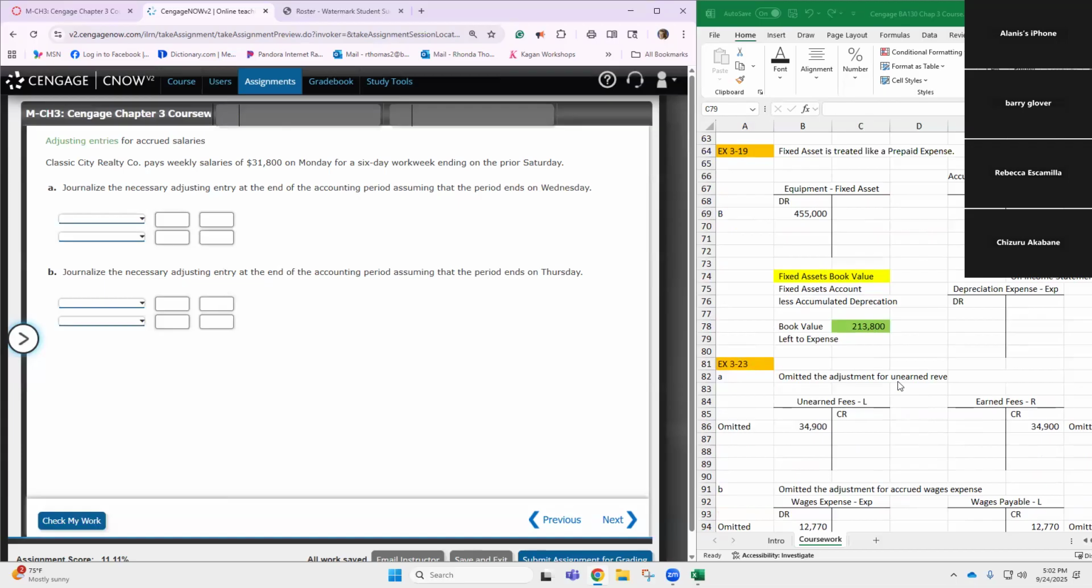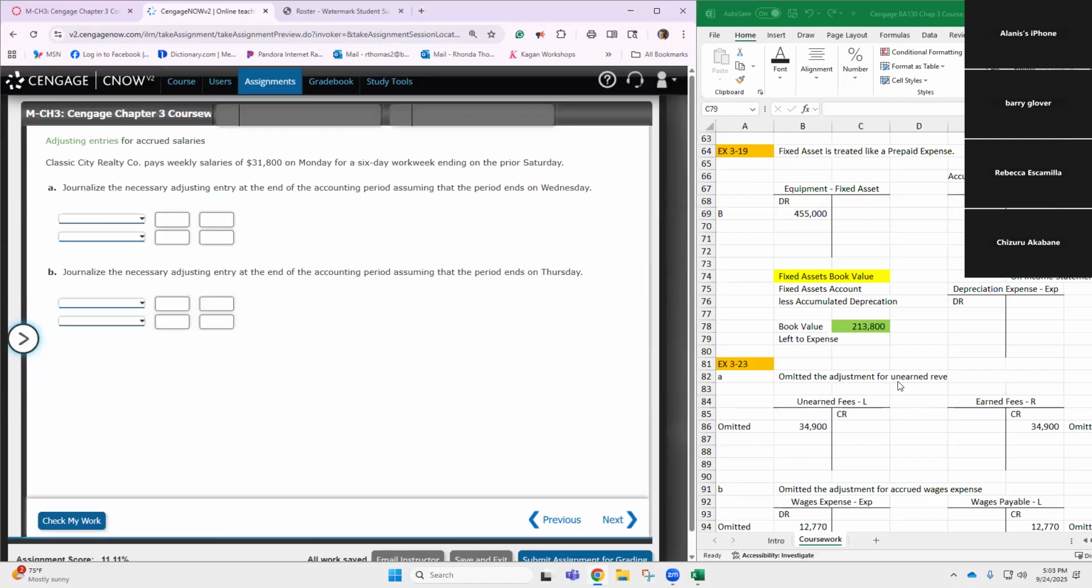So 31,800 divided by 6. Mine ends up being $5,300 of wages or salaries. And by the way, salaries is a set amount, right? Salaries is a set amount. Wages are weekly amounts. But to me, wages and salaries are kind of all the same. They're all payroll. Okay, so this is per day. Okay, now let's read what it says.